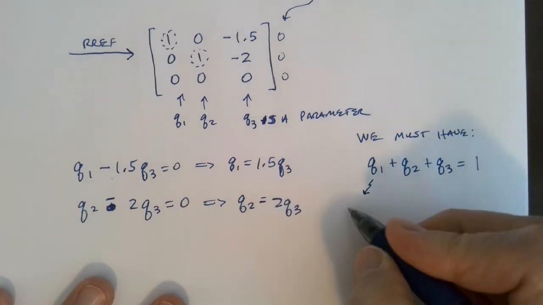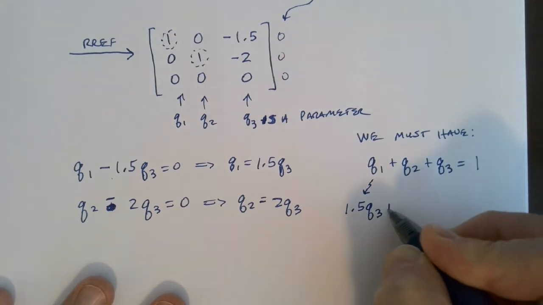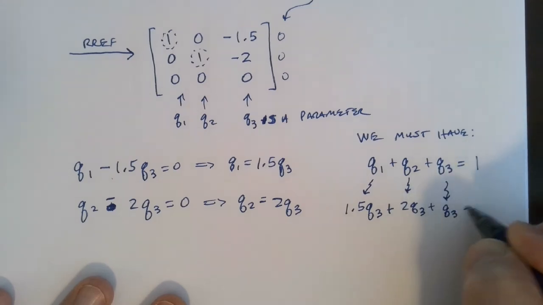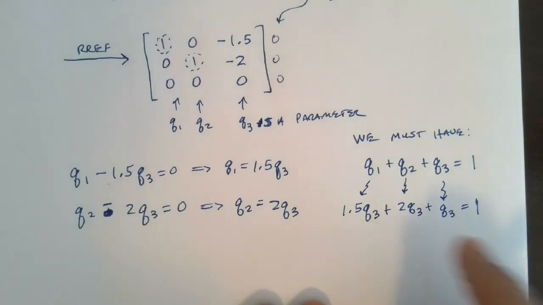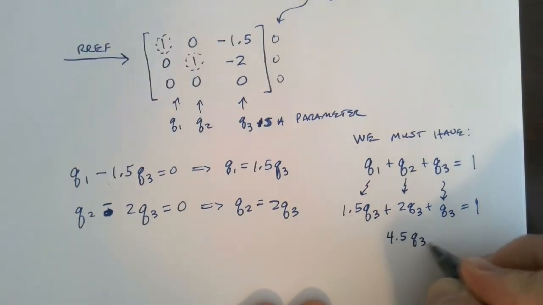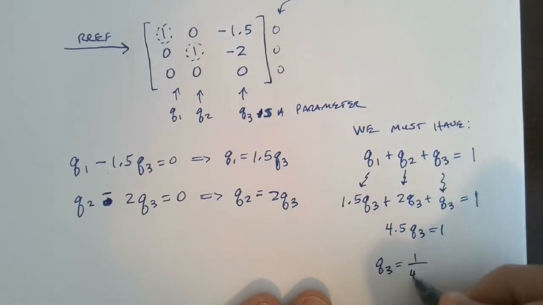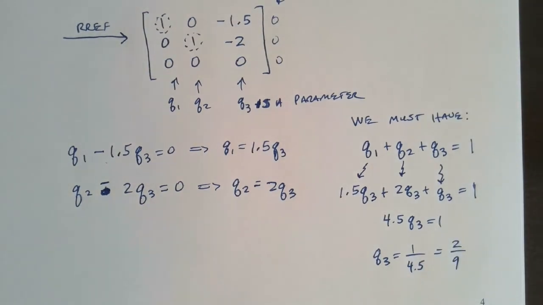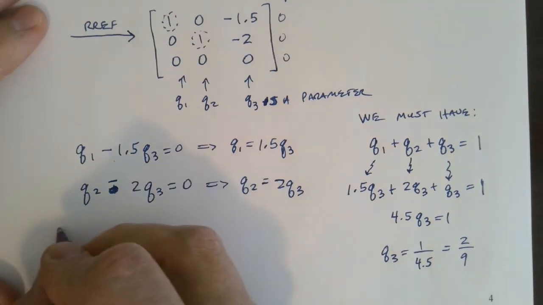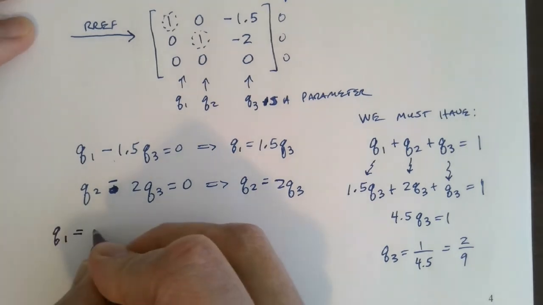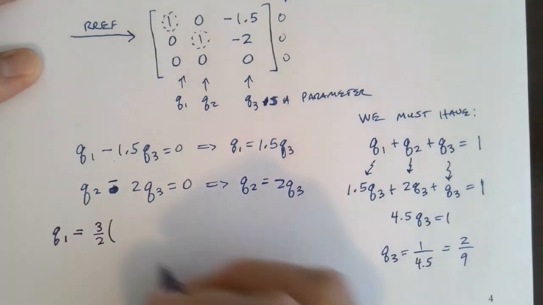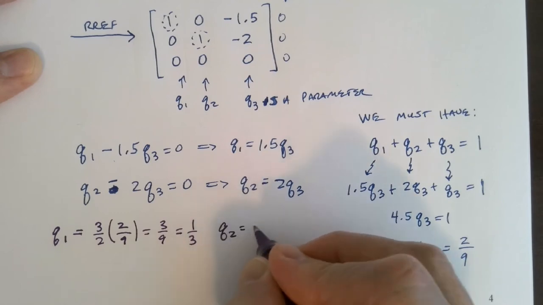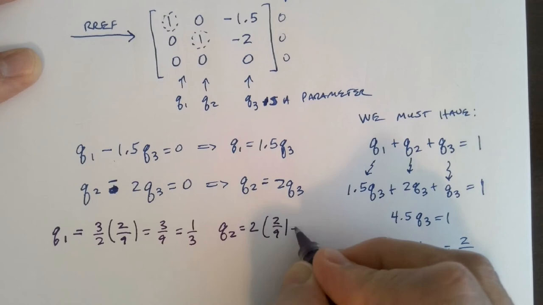Q1 is what? 1.5 Q3. Q2 is what? 2 Q3. Q3 is what? Q3. And so I get 1.5, 3.5, 4.5 Q3 equals 1, or Q3 is 1 divided by 4.5, which as a fraction is 2/9. And then I can get the value of Q1 now, because it's 1.5 or 3/2 times Q3, 2/9, which is 3/9 or 1/3. And Q2 is twice 2/9 or 4/9.